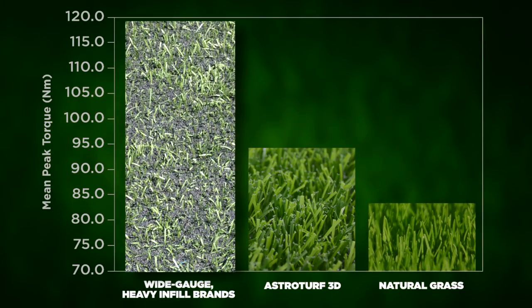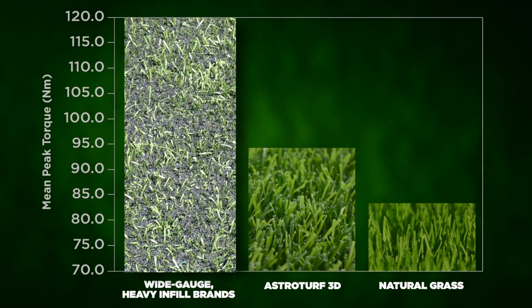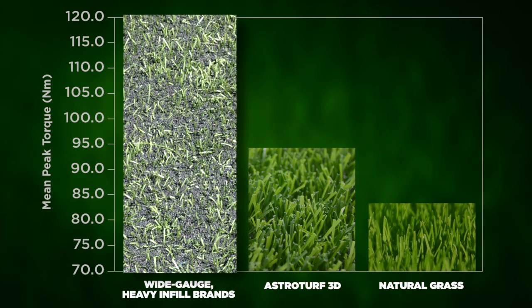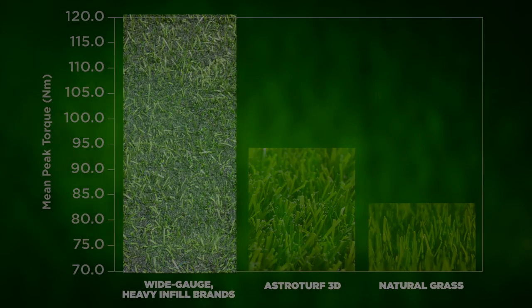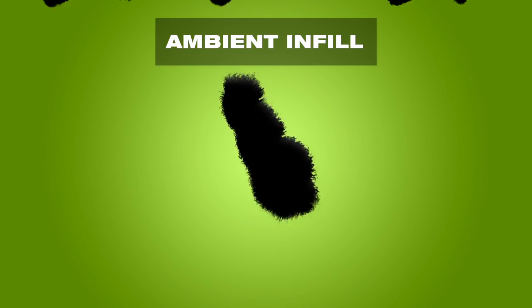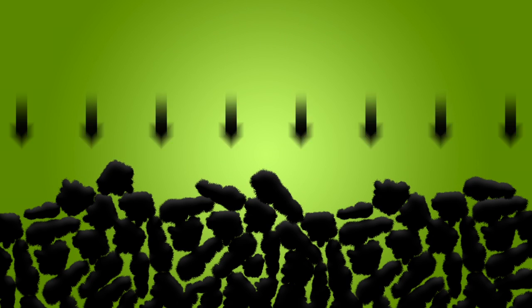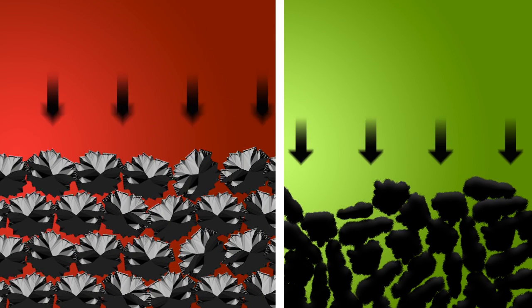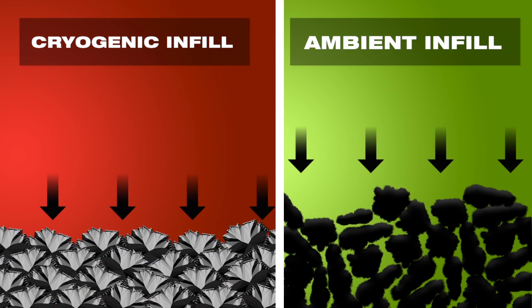While the highest peak torque was found on wide-gauge, heavy infill systems where no nylon root zone was present. The study showed the use of ambient infill also contributed to lower peak torques since it is incapable of packing as tightly as cryogenic infill.